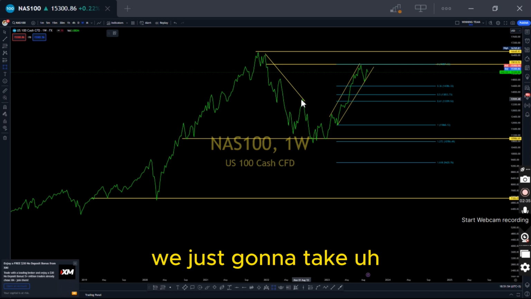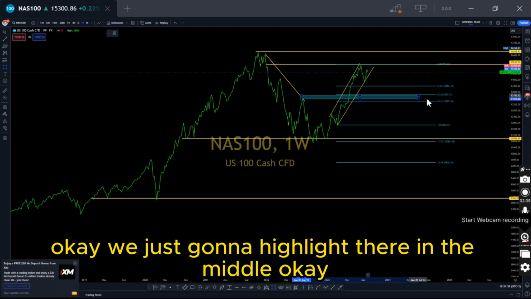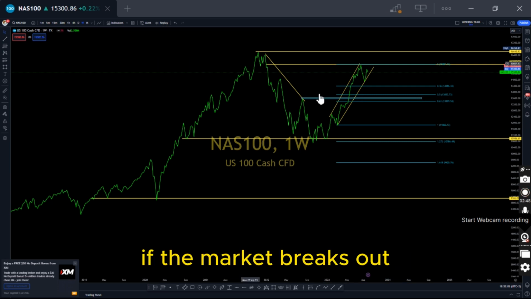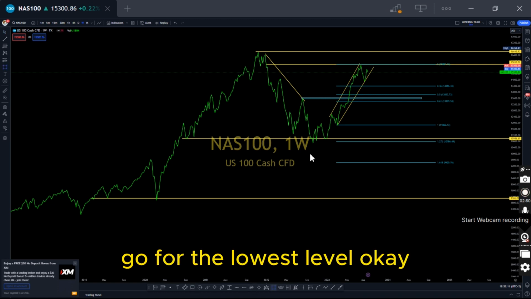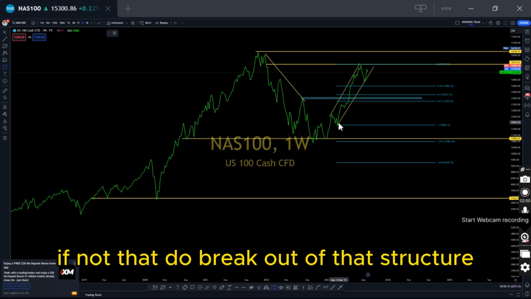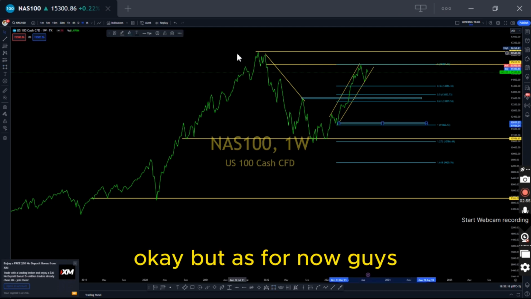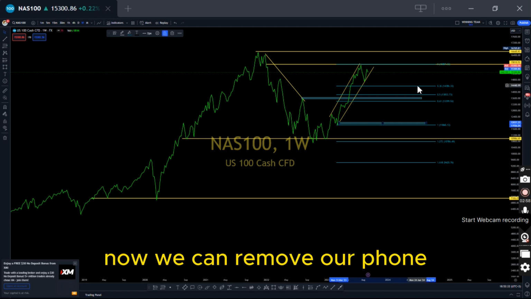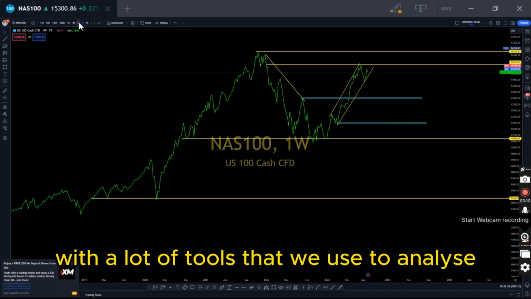We're just going to take this rectangular pattern and start highlighting there in the middle, okay? Because that's the area where, if the market breaks out, we're going to be testing first before we can go for the lowest level. If Nasdaq does break out of that structure, then we can see it testing this level below here. But as for now, guys, that's the level that we're going to be focusing on. Because we are done now, we can remove our Fibonacci so that our chart doesn't get crowded with a lot of tools that we use to analyze.